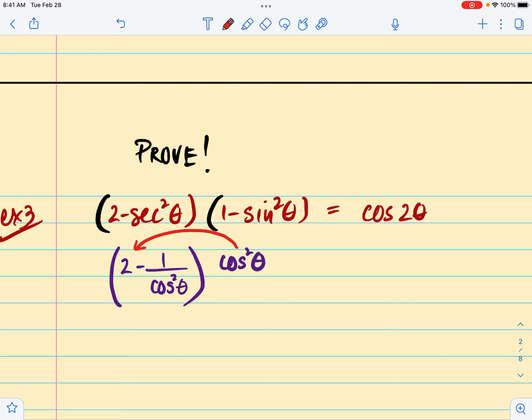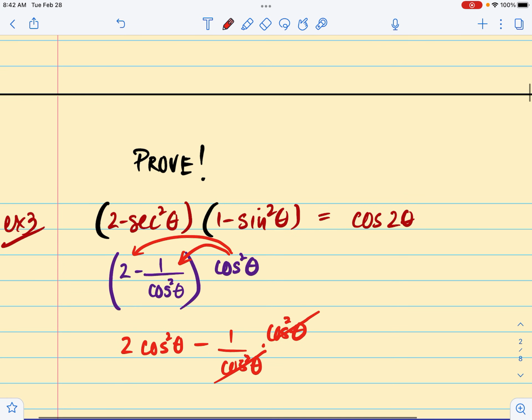However, if you distribute, we end up with 2 cosine squared theta minus 1 over cosine squared theta times the cosine squared theta. And now you can totally go ahead and cancel these. That leaves us with 2 cosine squared theta minus 1, and that is one of the formulas for cosine 2 theta. And we have proved that identity as well.